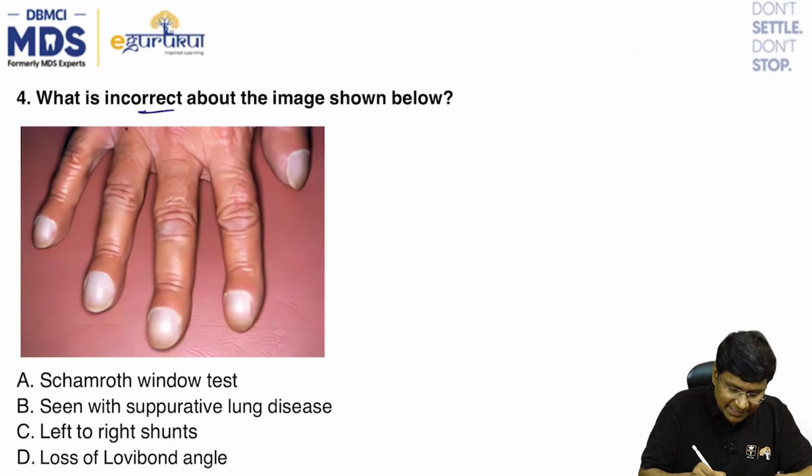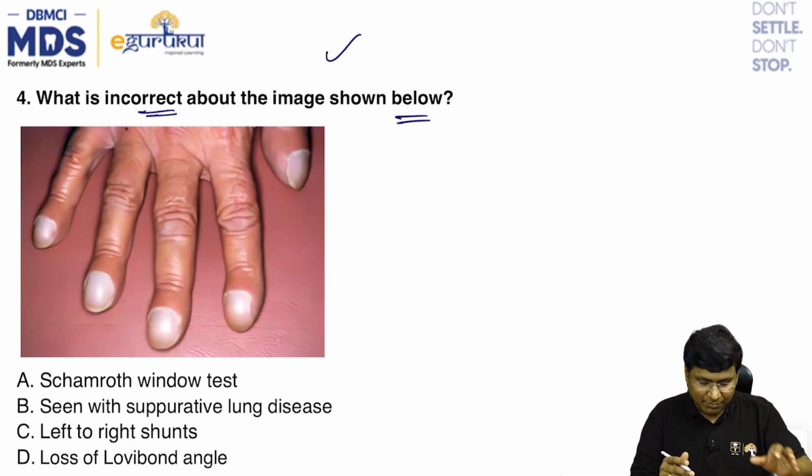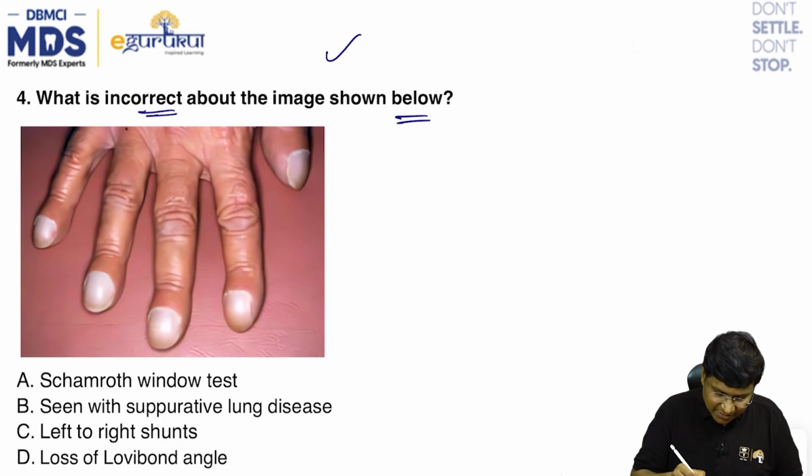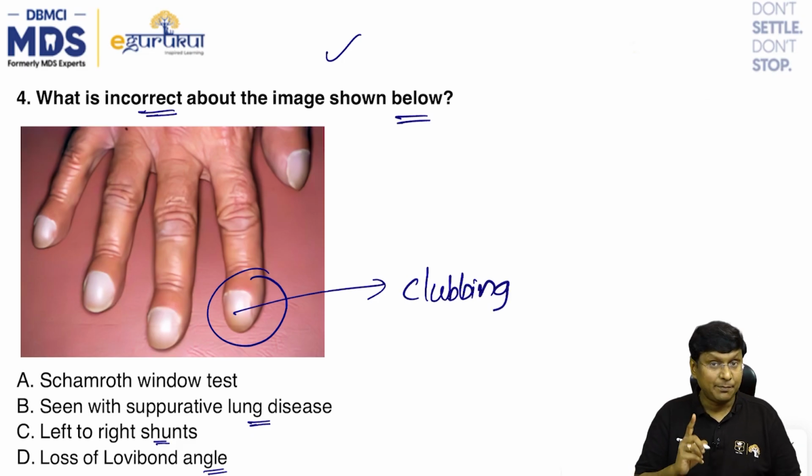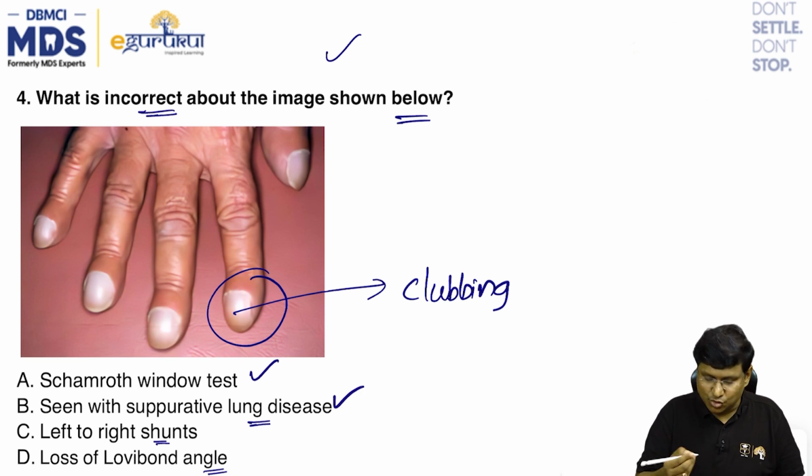What is incorrect about the image shown below? The options are Shamroth window test, seen with suppurative lung disease, left to right shunts, loss of the Lovibond angle. So what is there in these nails? You have the presence of clubbing. Now in case of clubbing, the point you need to understand is Shamroth window test will be positive, that is a correct statement. Seen in suppurative lung disease, that is lung abscess, that is a correct statement.